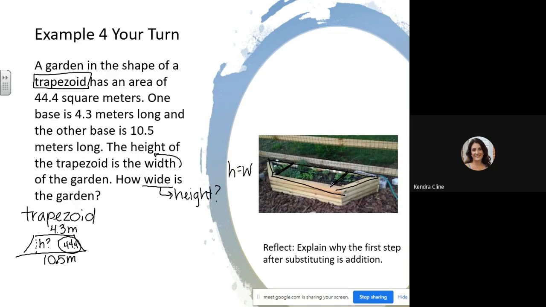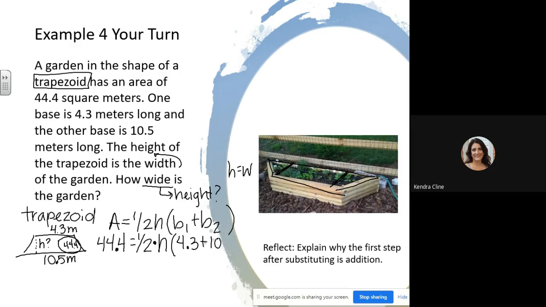Okay, so we're going to write the area formula for a trapezoid. Area equals 1/2 h, parentheses, b1 plus b2. And then I'm going to plug in what I know. I know the area this time is 44 and 4/10 equals 1/2 times h, which is what I don't know, and then times parentheses, base 1, which is 4.3, plus base 2, which is 10.5. We're going to plug in everything we know.